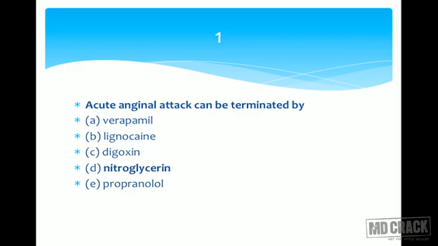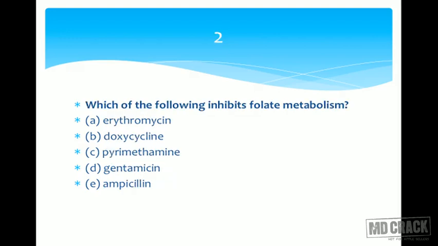That's the answer. The next question, which of the following inhibits folate metabolism? You have to know the mechanism of action, and let's go to the options: erythromycin, doxycycline, pyrimethamine, gentamicin and ampicillin. All the drugs, all the options here are related to chemotherapy. They are all chemotherapeutic agents.